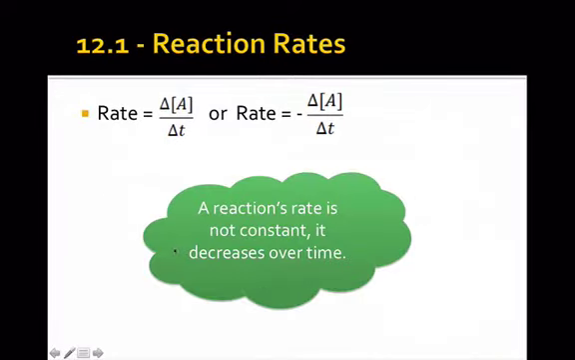A reaction rate is not constant, it decreases over time. As we lose those reactants and they start getting converted into products, the rate of the reaction is going to slow down. And that makes sense in terms of concentration. As the concentration goes down, we know that the rate also goes down.